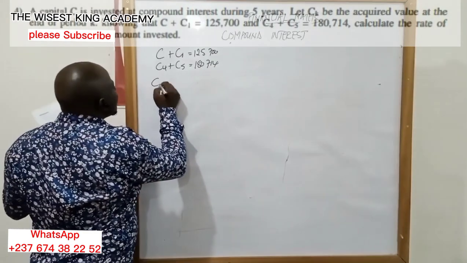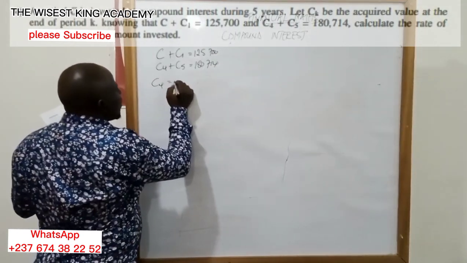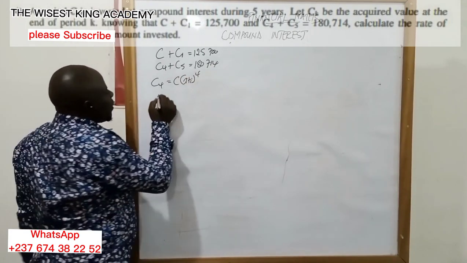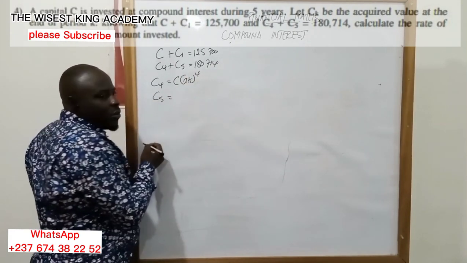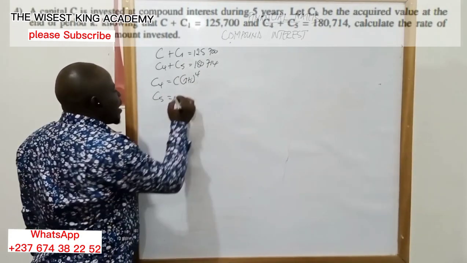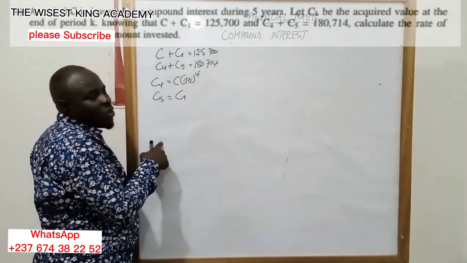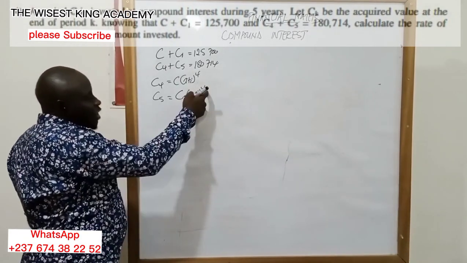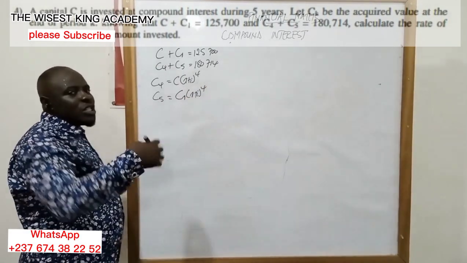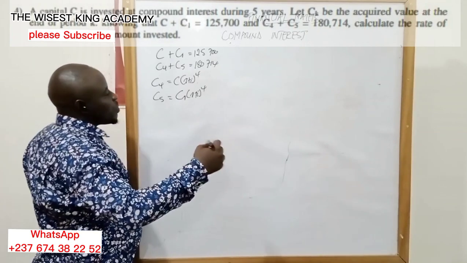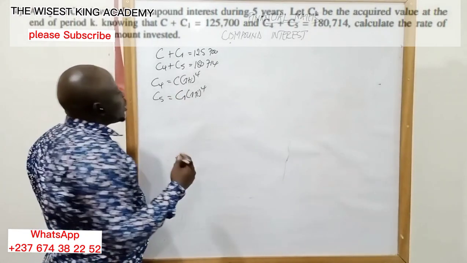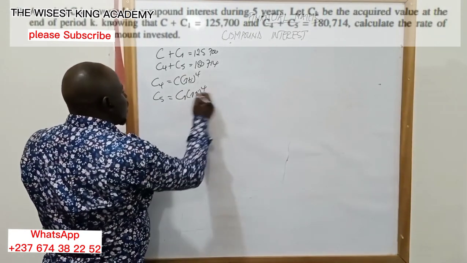So we should know this. C4, which is the acquired value at the end of period 4, is C into 1 plus I raised to the power 4. C5, the acquired value at the end of period 5, we will express with respect to the acquired value at the end of period 1. It will be C1 into 1 plus I raised to the power 4. This plus this must give this. This principle is true, whether in geometric progression, compound interest, or amortization of loans.